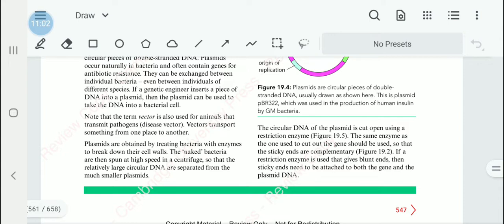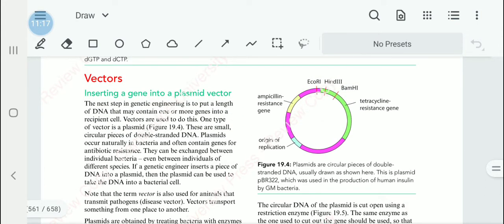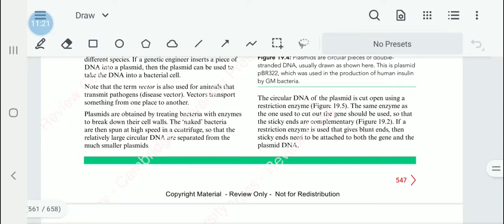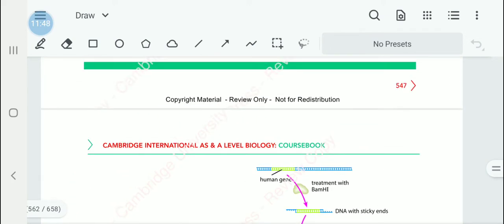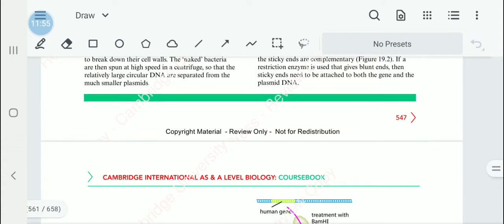When plasmids are used, their circular strands are cut with the same type of restriction enzyme used to cut out the gene from the human chromosomes, because this would produce sticky ends which are complementary. If a blunt end is produced, sticky ends would have to be added to the plasmid as well as the gene.